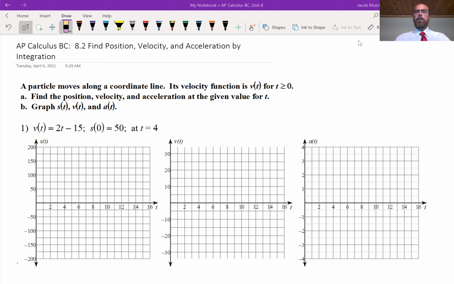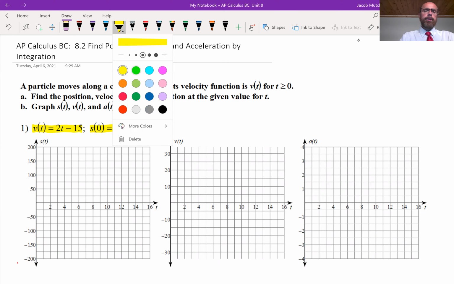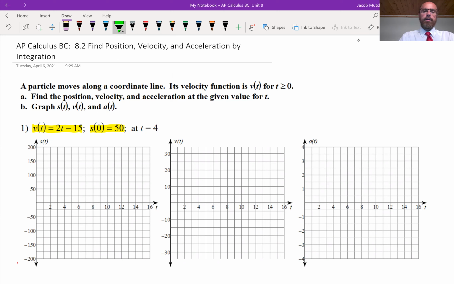So what we're given for our first example is the velocity function, v of t equals 2t minus 15. And we also know a little information that's initial conditions. I know that the starting value, or the initial position when time is 0, s at 0 is 50. And then once I gather all three of those functions, I really want to calculate what is their value when the time equals 4.